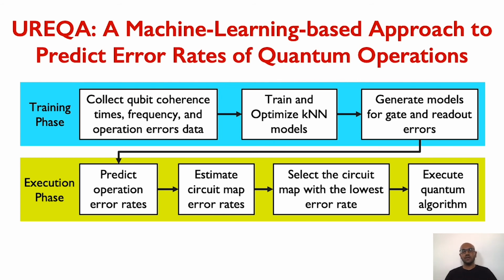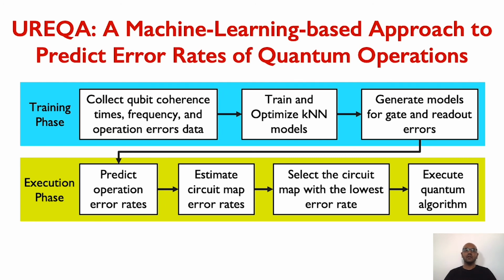Then all of this data is fed into the training and optimization model of UREQA, where three separate KNN models are generated for the three different types of errors. One is for the single qubit gate errors, second is for the two qubit gate errors, and the third one is for the readout errors.